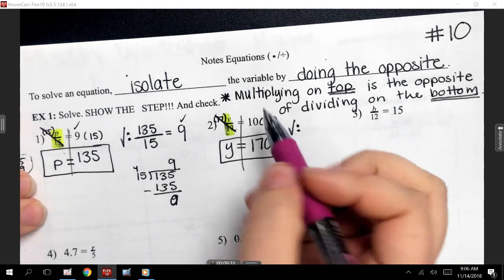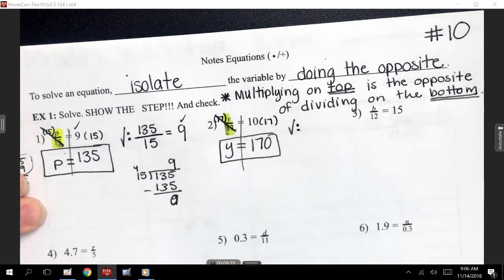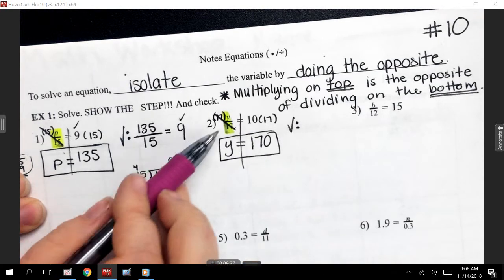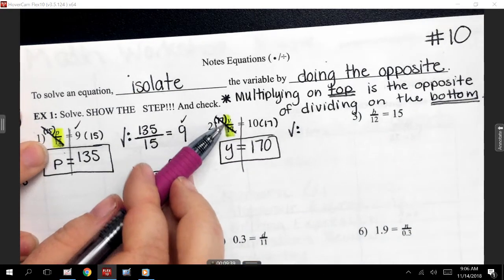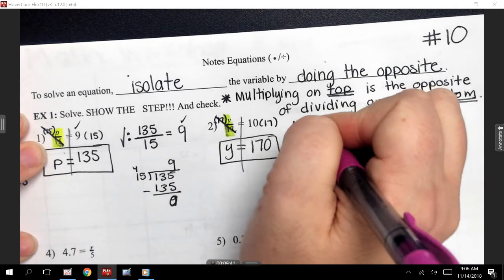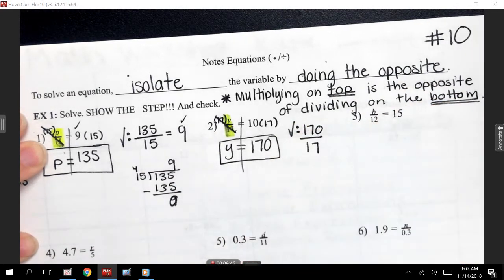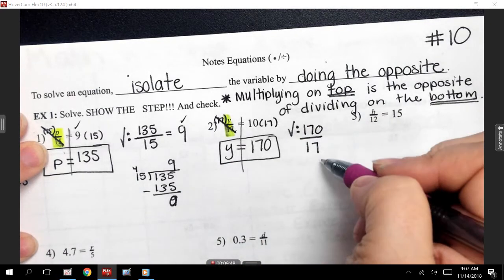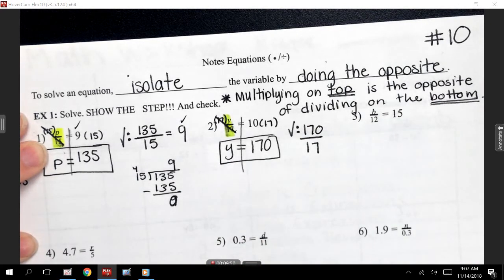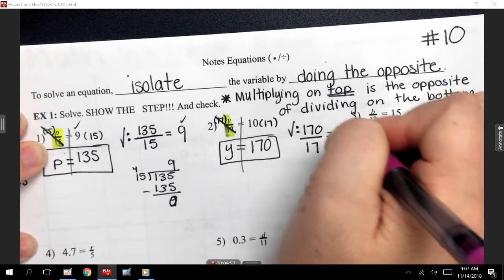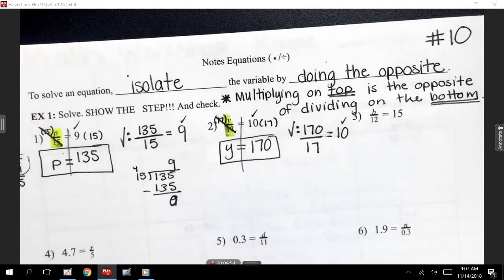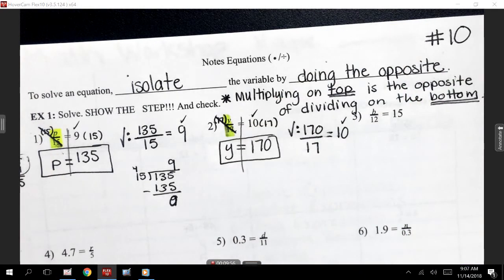Okay. So now do y'all see where it says y divided by 17? What was y? 170. And then we're going to divide that by 17. What is 170 divided by 17? 10. Okay, so I got 10 here and I got 10 there. Are we good? Yep. All right.